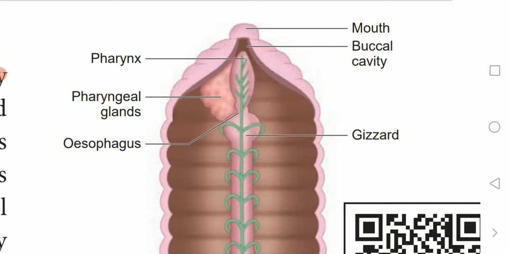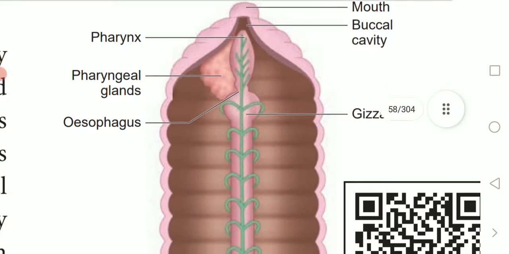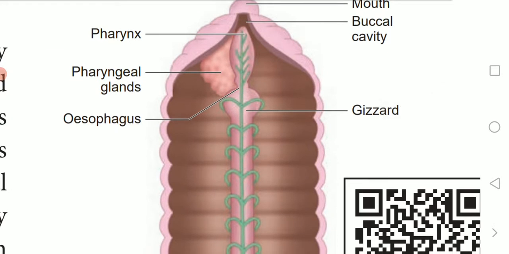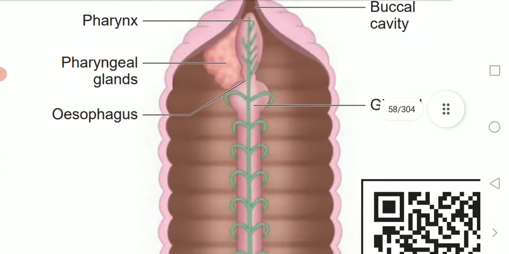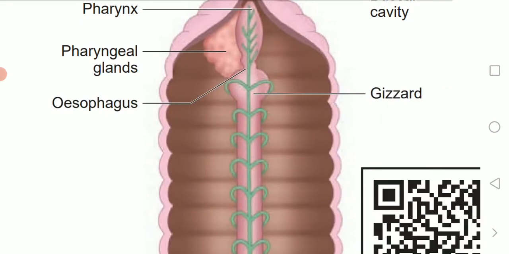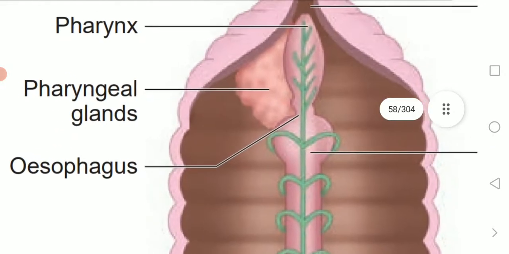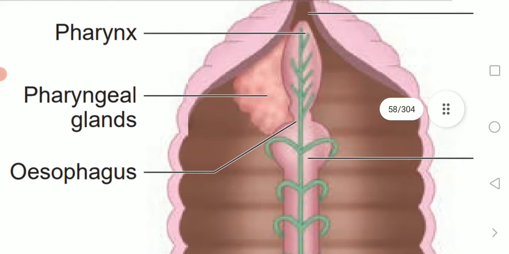The buccal cavity leads into a muscular pharynx, which occupies the third and fourth segments. The muscular pharynx is present in the third and fourth segments and is surrounded by the pharyngeal glands. Here, can you find the pharyngeal glands? So these are the pharyngeal glands. What is the use of that? The pharyngeal glands secrete some kinds of enzymes.